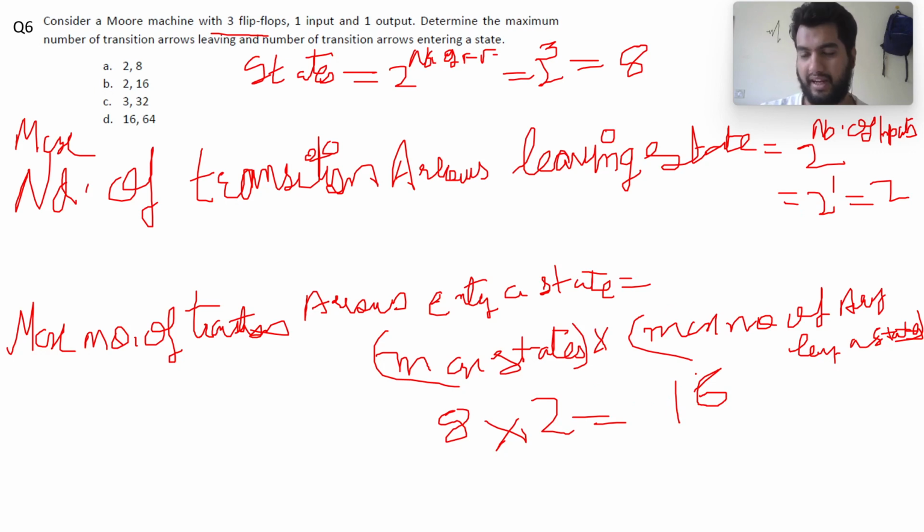You can simply say that there are 8 states, including the state itself. For both inputs, the state goes back to its own state, and from all other states, for all other input combinations, arrows come to this state. That's why it's 16 arrows coming to this state. The maximum number of arrows leaving equals the number of input combinations. Since the input is only 1, it can be either 0 or 1, so there are 2 possible arrows leaving and 16 possible arrows coming. So option B, 2 and 16, is the correct answer.